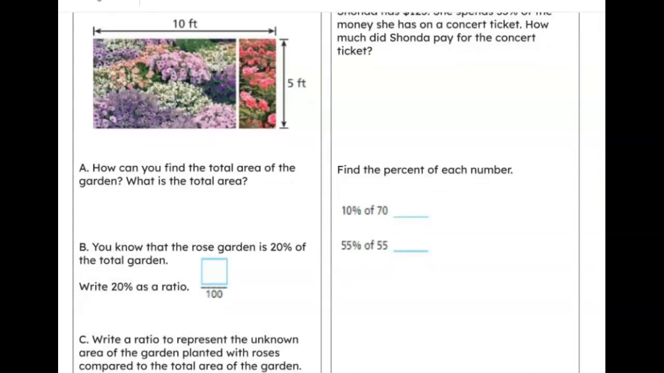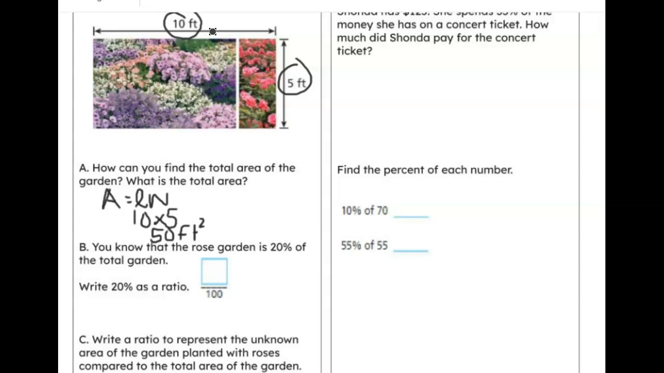So first, let's look at A and break it down. How can you find the total area of the garden? Remember, area of a square is length times width. So I'm going to take 10 and 5. And I get 50 feet squared. Now we're going to go to section B.